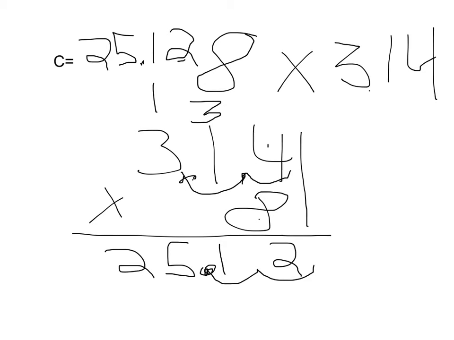Now we want to find the area. If I remember correctly, the diameter is 8 and the radius was 4. So you want to multiply the radius by itself. So 4 times 4 equals 16. Then to find the area of that circle, you multiply 16, or whatever your radius squared is, by pi, which is 3.14.